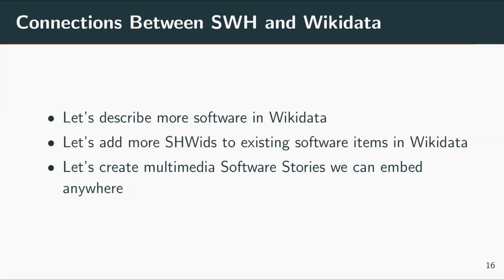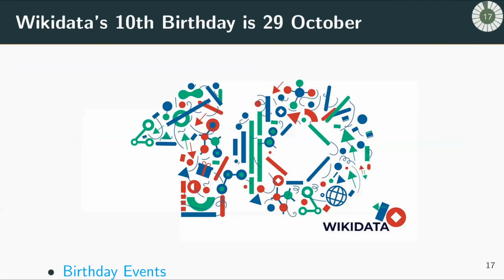So I'll close here by saying, let's describe more software in Wikidata. Let's add more Software Heritage IDs to existing software items in Wikidata. And let's create multimedia software stories that we can embed anywhere on the web so that people can explore software source code in context.